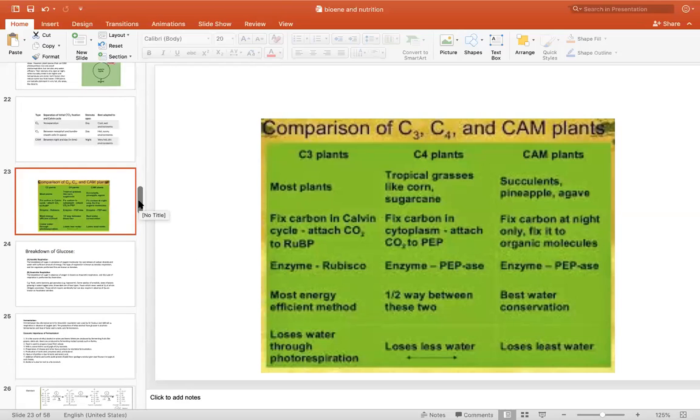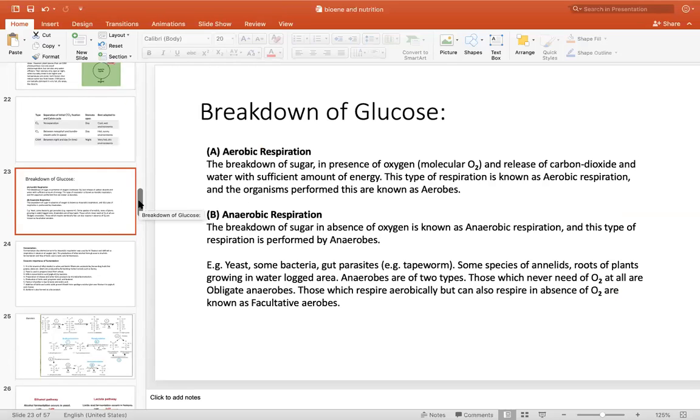Now we're going to talk a little bit more about glucose. We're going to talk about glycolysis, how glucose breaks down, what happens, aerobic reactions, anaerobic reactions. Simple, easy stuff, not very difficult. So you have aerobic reactions, with the breakdown of sugar in the presence of oxygen, releasing carbon dioxide and water with a sufficient amount of energy.